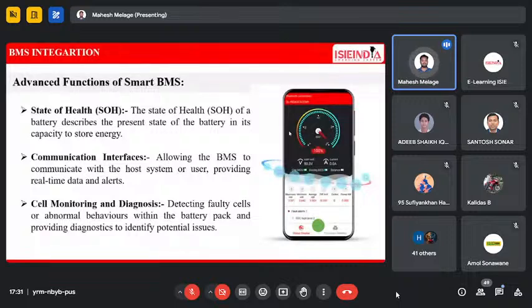Next is cell monitoring and diagnosis. The BMS can analyze the values of overcurrent and overvoltage, and it can continuously measure and detect faults, and automatically diagnose them. For example, consider that the battery temperature goes beyond the limit, say the limit is 100 Celsius. Then the BMS automatically turns on the cooling system. Okay, this is the fault diagnosis process.